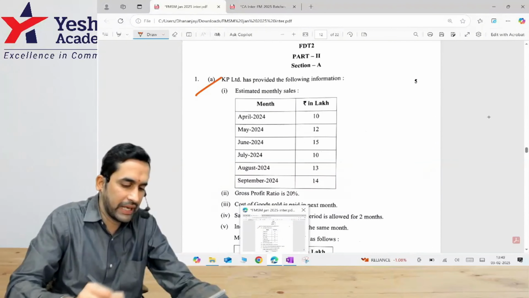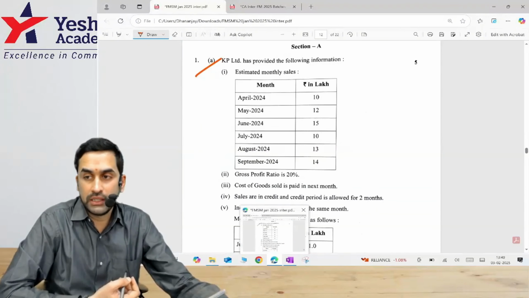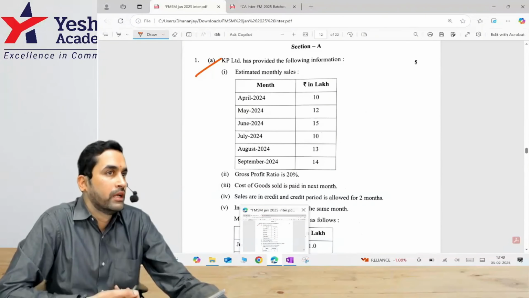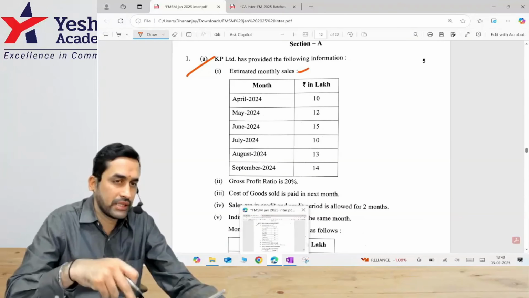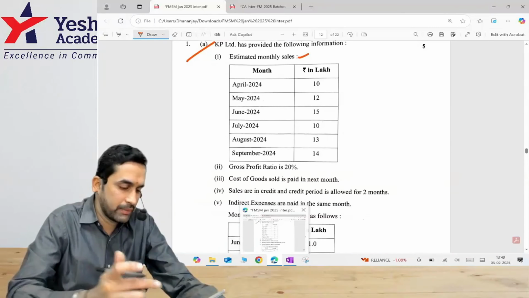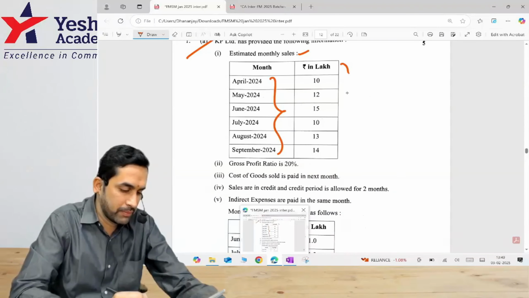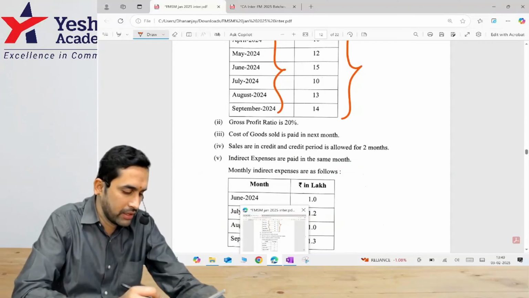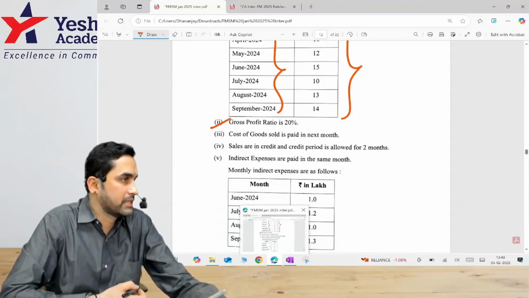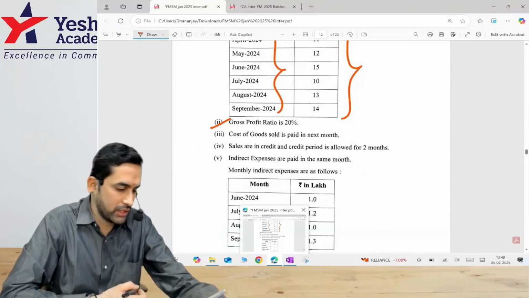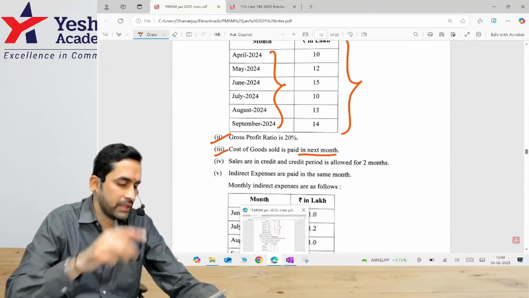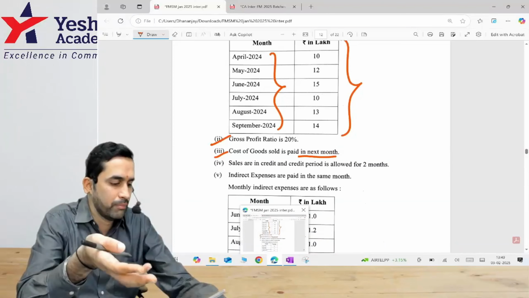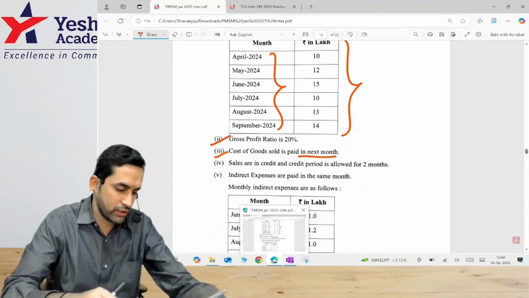Question number 1A is cash budget preparation question. This is from working capital management. I think this is the latest chapter that we have done. Estimated monthly sales, April to September, all numbers in lakhs given. GP ratio. Now, if you have sales and GP ratio, you can find out COGS also. COGS is paid in the next month. That means April month cost is paid in May, May cost is paid in June, and so on.